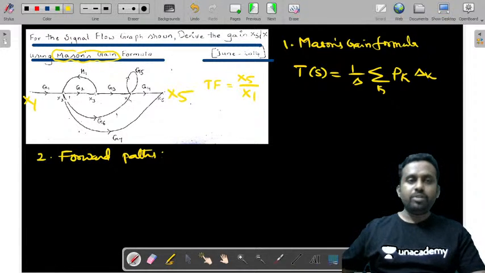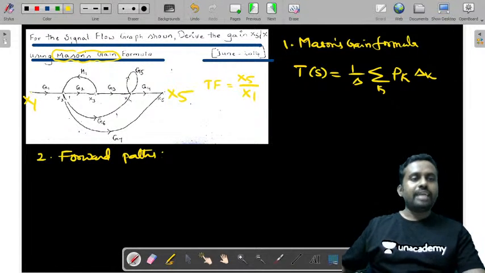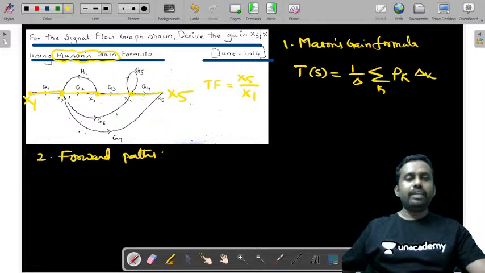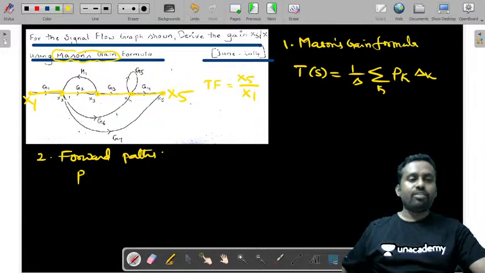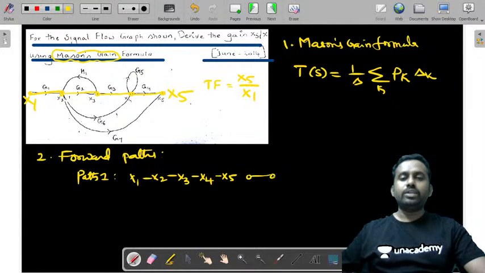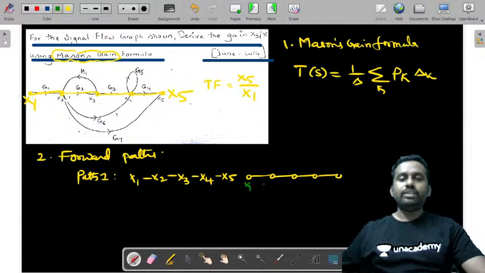So let me tell you the number of forward paths. If you see, you're starting at this point, moving to this, and you can directly go to x3 as well, then to x4, then to x5. This is one forward path. So let us write that. Forward path 1 is from x1 to x2, x2 to x3 and x3 to x4, so you can write x1, x2, x3, x4, x5.